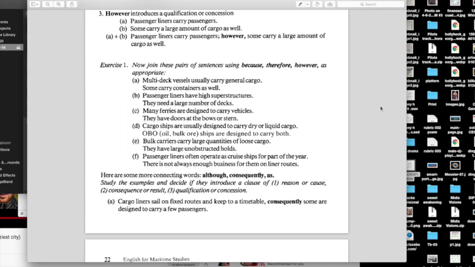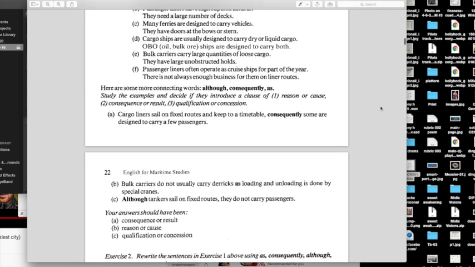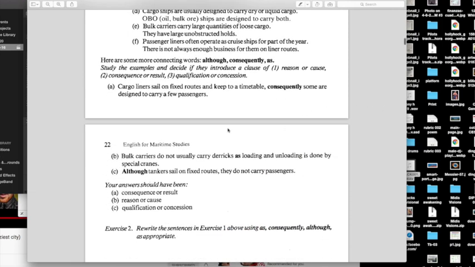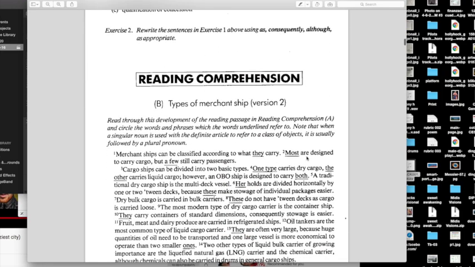So read this and develop this exercise. This is basic grammar, as I mentioned. And yeah, these are the other examples.